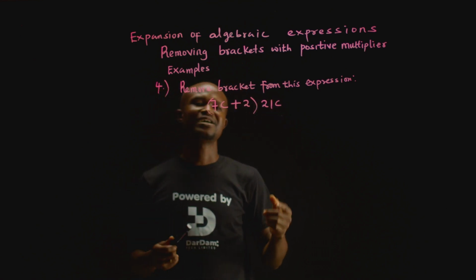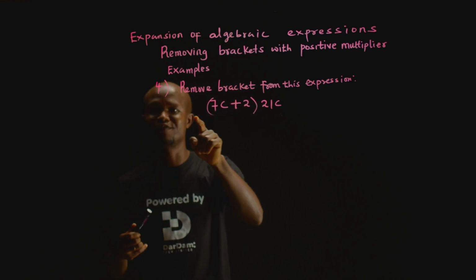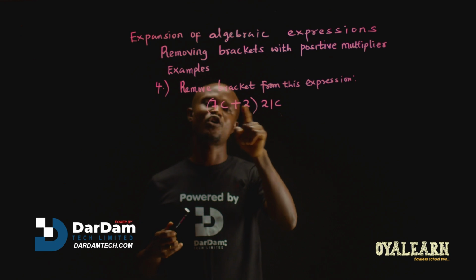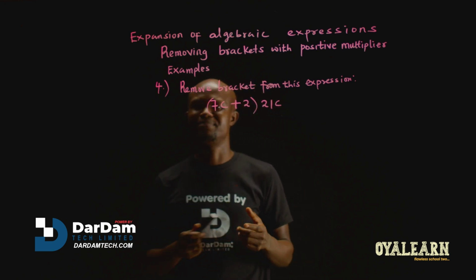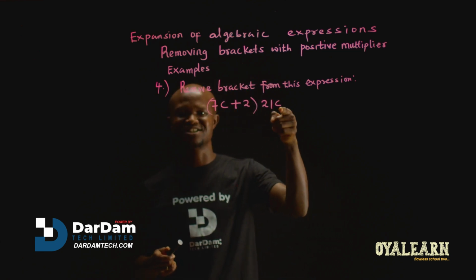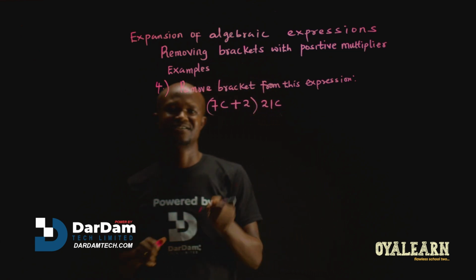It does not matter. The multiplier can be in front of the whole expression, that is in front of the binomial expression, or at the back of the binomial expression. It's still a multiplier, and this is a positive multiplier.